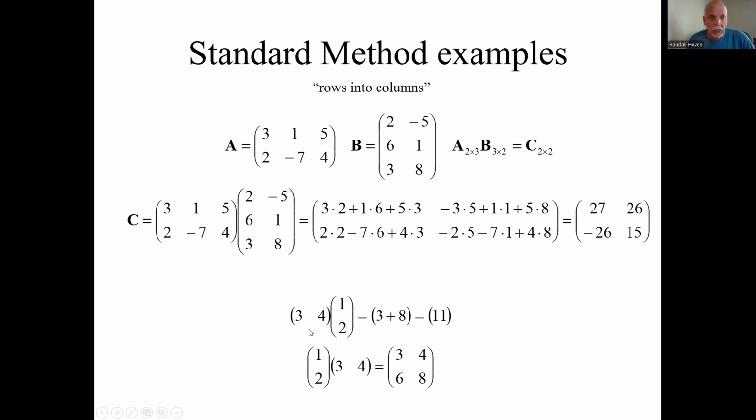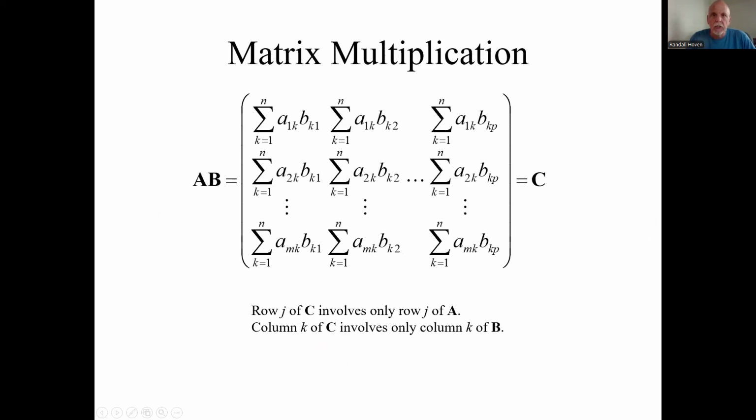You can do this thing, a 1 by 2 and a 2 by 1. That'll just be 3 plus 8, a 1 by 1 result, which is 11. This also works: a 2 by 1 and a 1 by 2, compatible sizes, you'll end up with a 2 by 2. Top left will be 1 times 3, top right will be 1 times 4, etc. That standard method you probably already know.